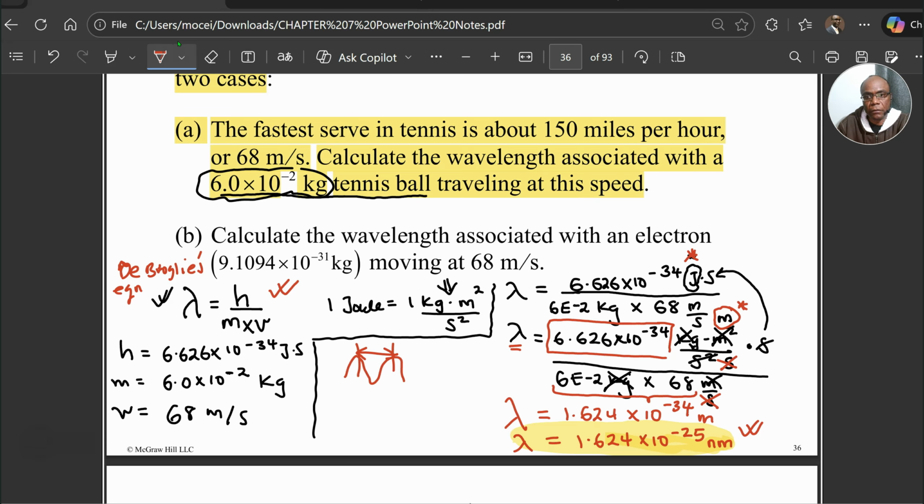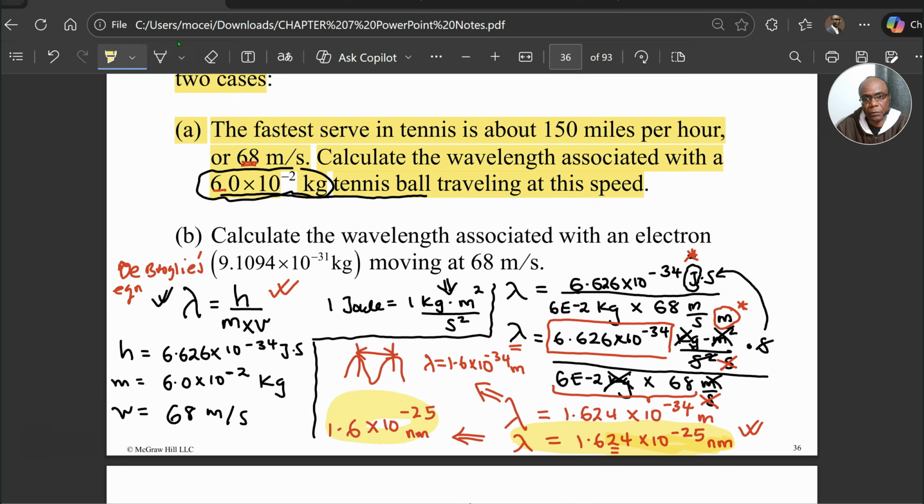Oh, by the way, we always want to report our answer to the correct sig figs, in this case 2 significant figures, as 68 or as 6.0. So it will be 1.6, because the 2 is less than 5, times 10 to the power minus 25 nanometers, or in meters, you would have reported it as 1.6 times 10 to the power minus 34 meters. So the final answer is either 1.6 times 10 to the power minus 25 nanometers, or 1.6 times 10 to the power minus 34 meters. Either way, those wavelengths are too small to exist.